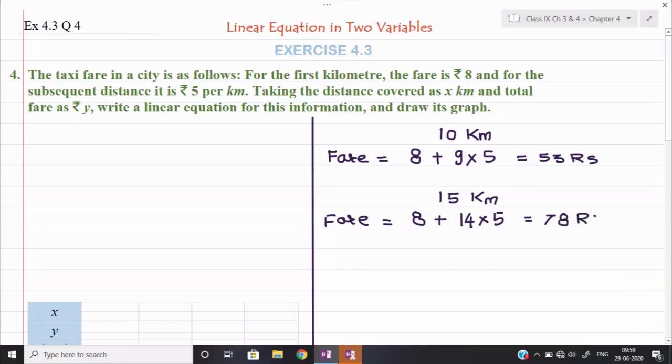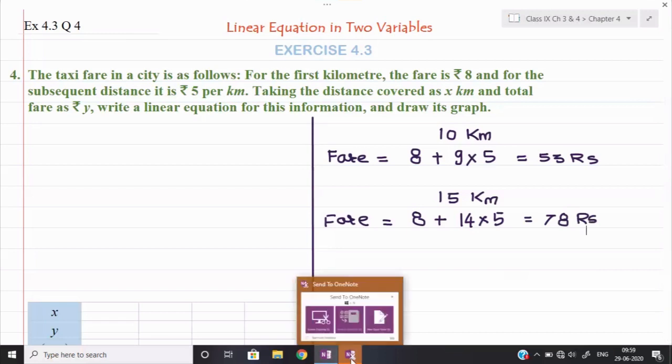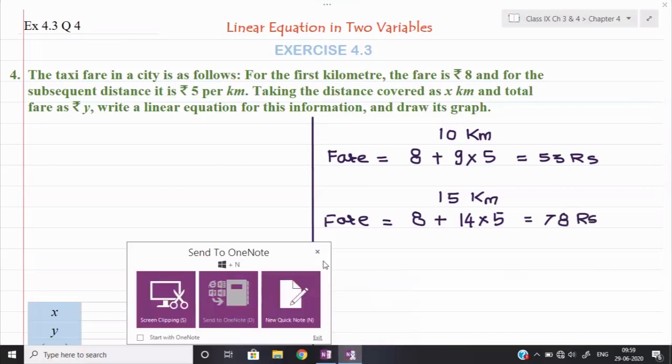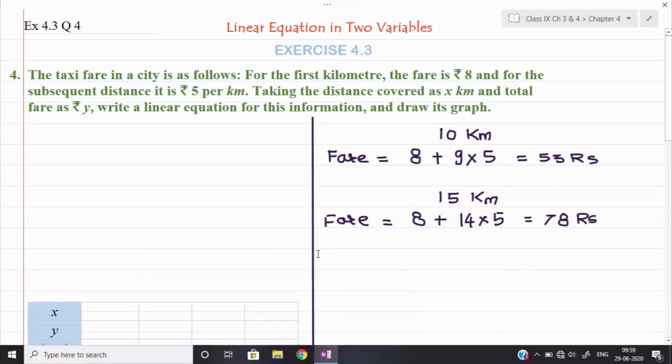So this we have seen with the help of an example. Now we shall see how we can frame it. First of all, in the question it is given that we take the total distance covered as x kilometers, and the total fare as y rupees.